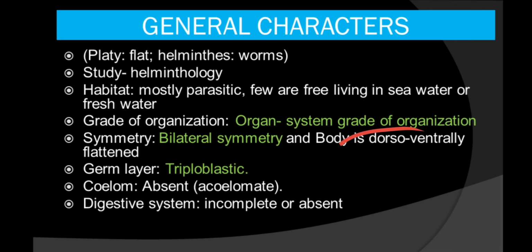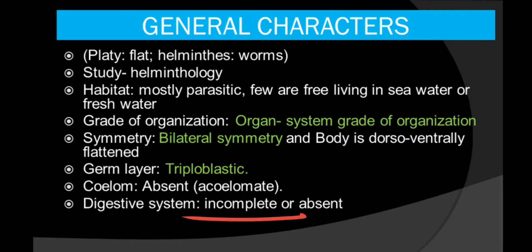They are dorsoventrally flat. From the upper surface and the lower surface, you have seen that they are flat. Three germ layers are there: ectoderm, endoderm and mesoderm. But a coelom is not there, because the mesoderm layer does not invaginate to form a cavity. So they are acoelomate animals.